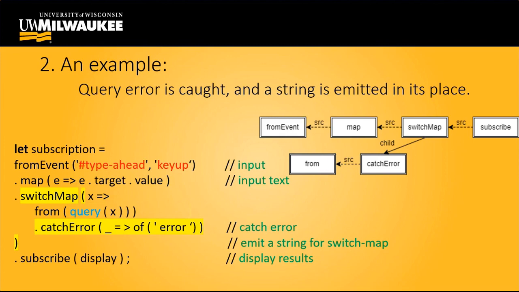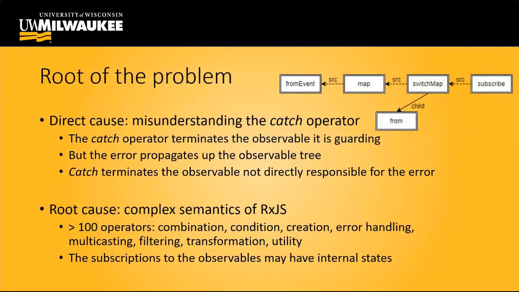With this change, the error event will only cause the from observable to be terminated, while the switchMap observable still operates. Also, this fact is much clearer from the diagram, where we can see that the catchError operator guards the from observable. This type of error may be due to the misunderstanding of the catchError semantics, that it terminates the source observable it is guarding. Consequently, an error from a component observable can cause the containing observable to be terminated.